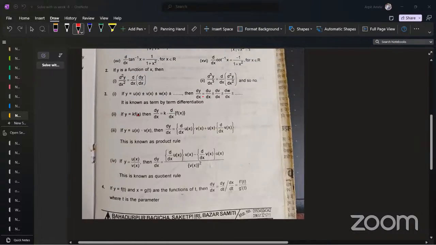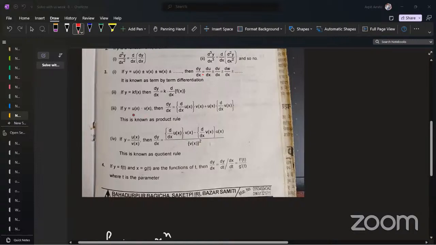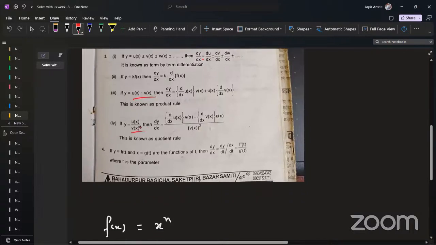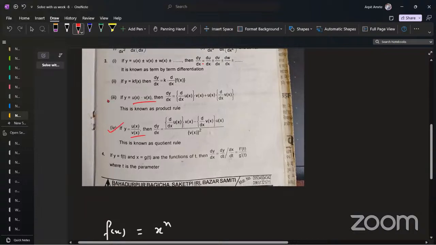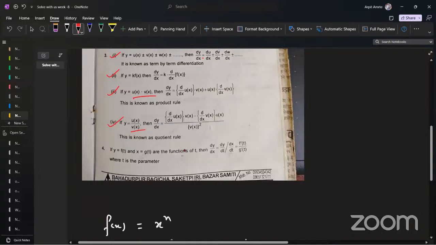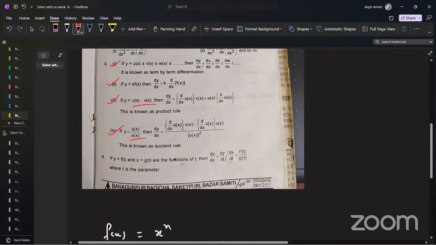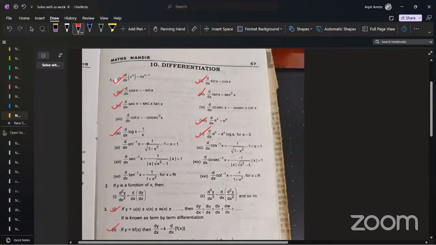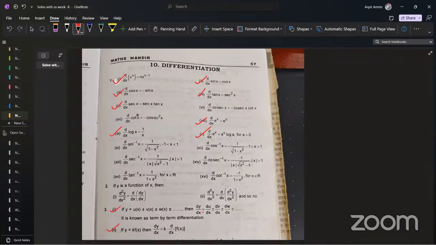If you have a function k times another function, then k will be, and this is nothing but your multiplication rule. This is the division rule. So this one is important, this one, and this one. And this is the chain rule. No need for that. So these are some formulas that I have ticked here. Just go and try to remember these formulas. This will be very important for you.